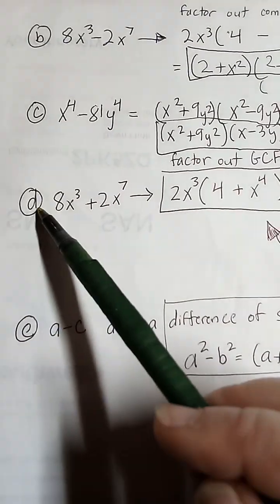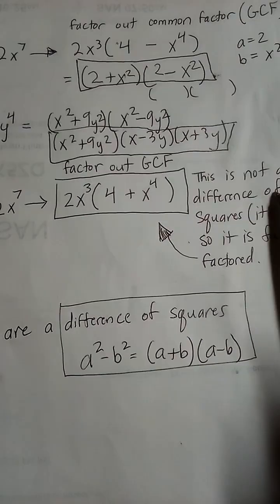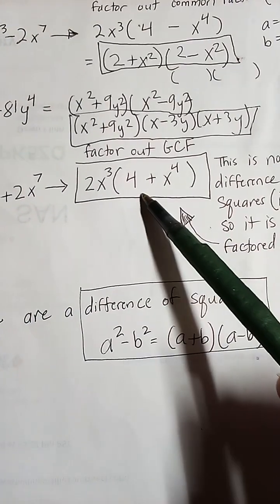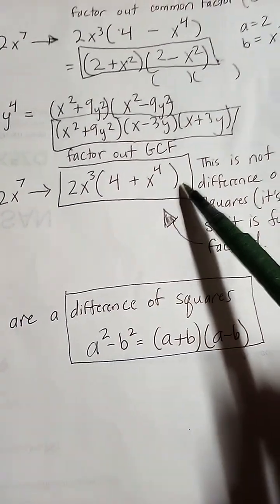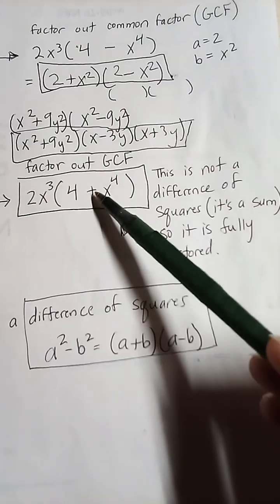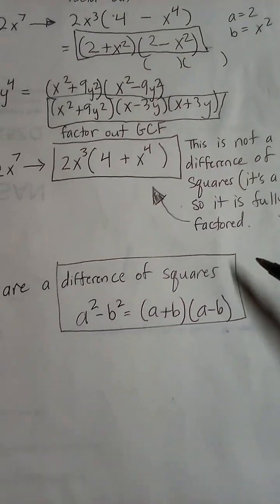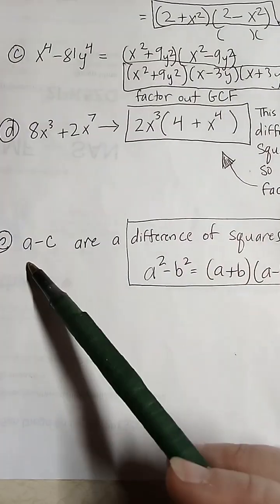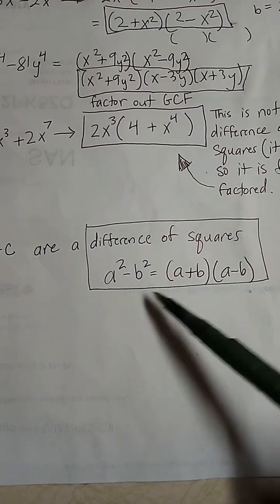Okay, now the next one. I have to factor out the common factor of 2x cubed, and then I come up with this. It's not a difference of squares because it's got a plus sign, not a minus sign. And then letter E says, what's the pattern? And you're going to say difference of squares.